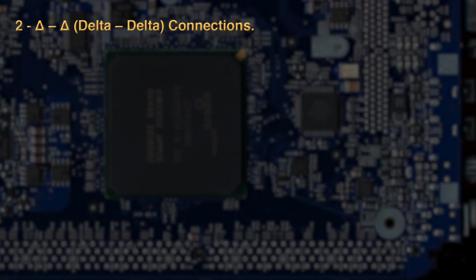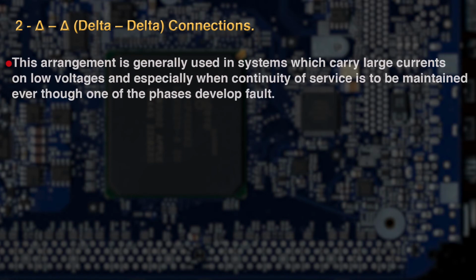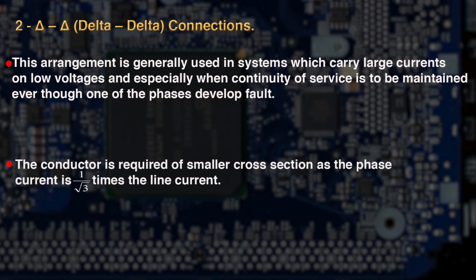Next connection is a delta-delta connection. Delta-delta connection arrangement is generally used in systems which carry large current on low voltage, and especially when continuity of service is to be maintained even though one of the phases develops a fault. So no difficulty is experienced due to unbalancing of the load on the secondary side. The conductor required is of a smaller cross section as the phase current is 1 upon root 3 times the line current.